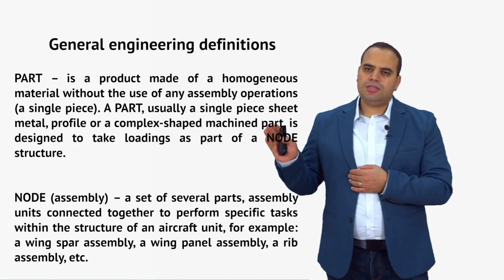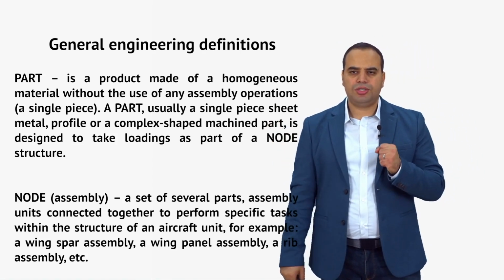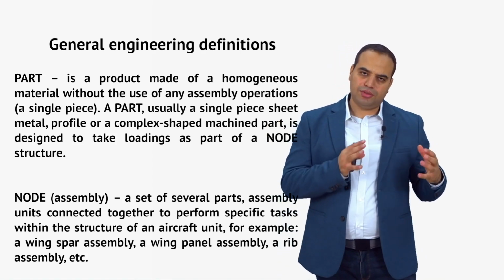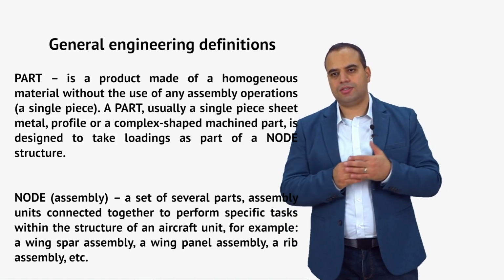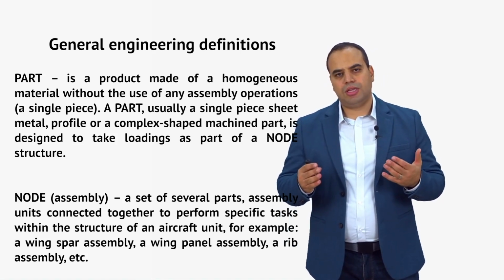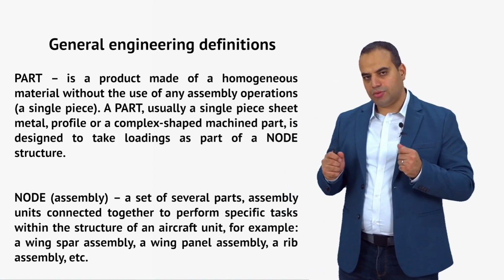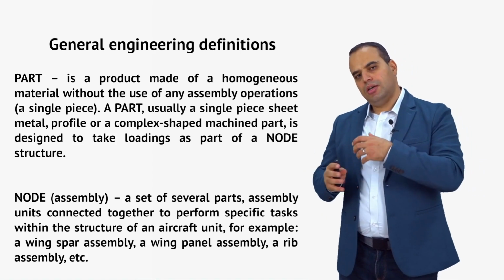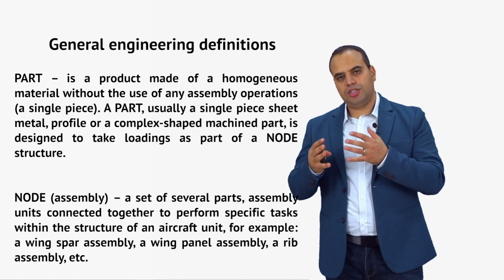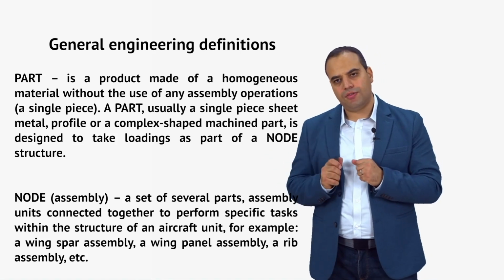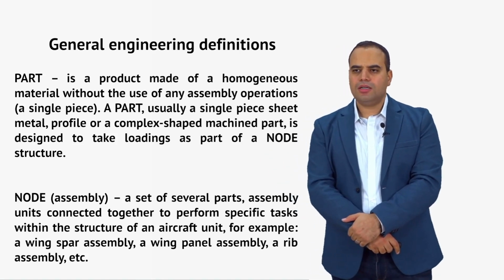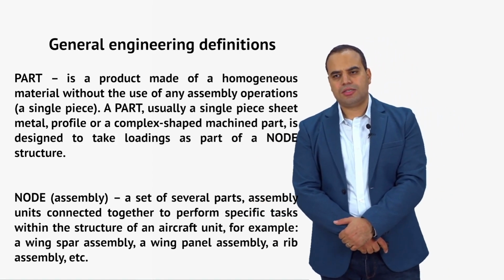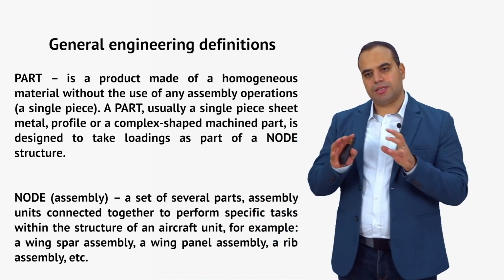So a part is a product made of homogeneous material without use of any assembly operation. So it's made of kind of a single piece of material, if you like, without any fasteners, without welding, without any kind of assembly operations, right? So it's just a single piece of material. If we take one piece of material and machine it, or have its shape made to be one single piece, that's going to be a part of the airframe. And a part, usually a single piece, like a sheet metal profile or a complex shaped machined part, is designed to take loadings as part of a node or an assembly structure, right?